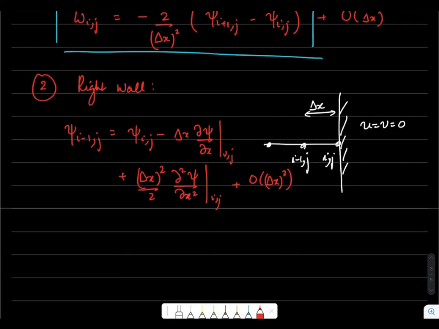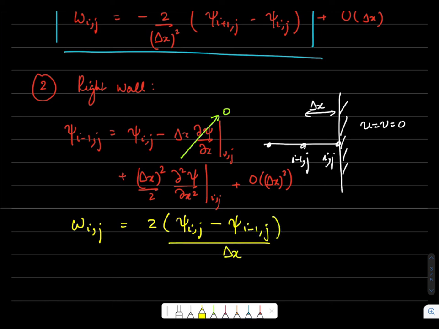And now I note that the first derivative term is 0 by the same argument, and then I can write omega ij will be 2 times psi ij minus psi I minus 1j by delta x square, plus a truncation term of order delta x, where again I've used the same fact that d2 psi dx square will be minus omega. So we get this particular expression.